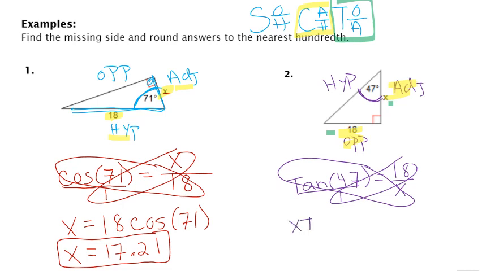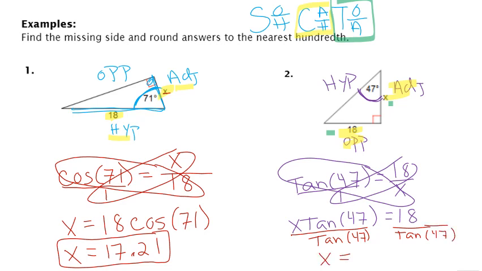Notice the x isn't by itself. X is actually being multiplied by tangent 47, which again isn't 47, it's just the decimal. I'm going to divide both sides by that value, just like how you would with any linear equation. I'm going to get that value by itself. So 18 divided by tangent of 47 is actually going to end up being 16.79. So the length of that side is 16.79 units.